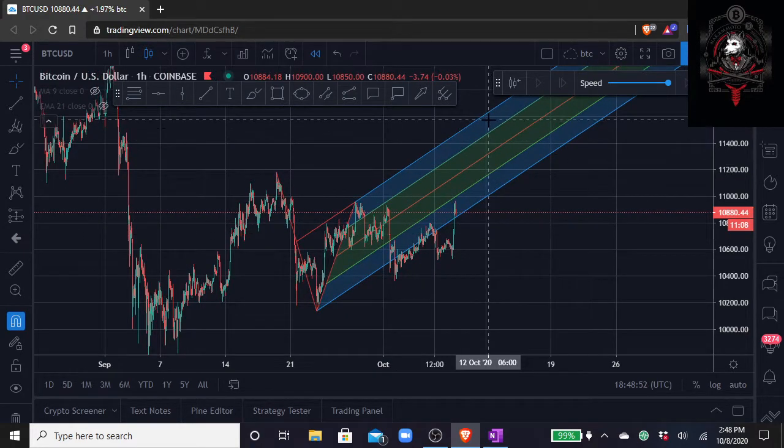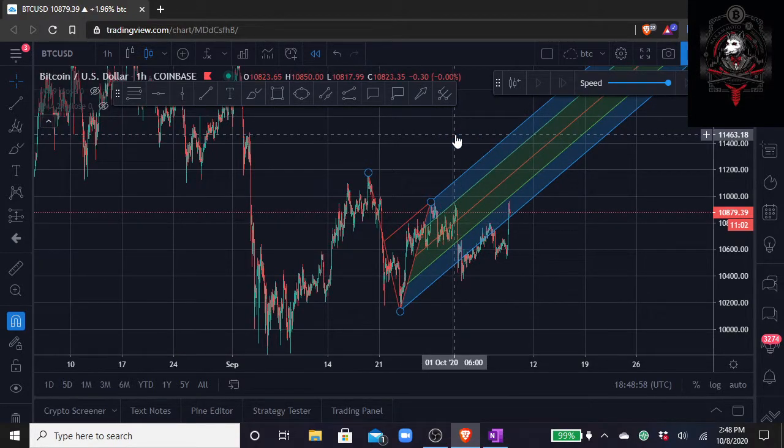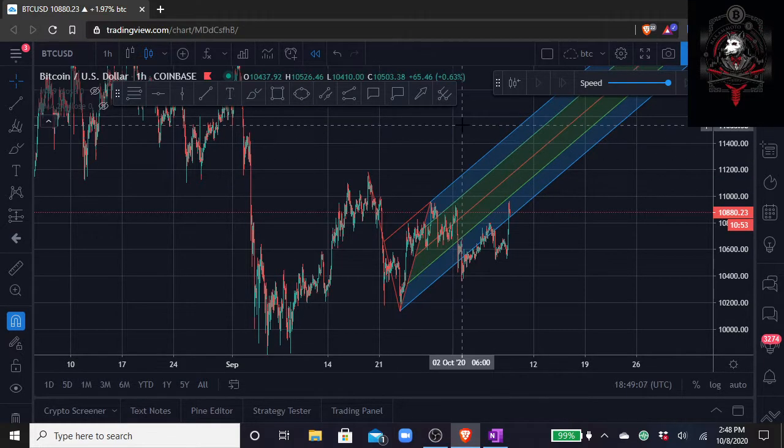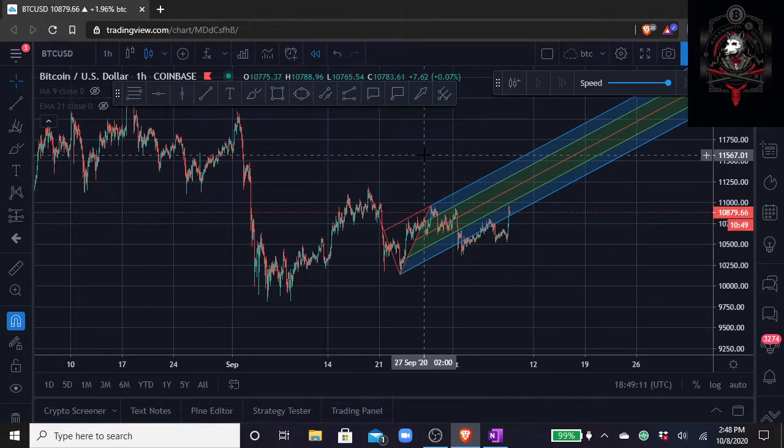We could go all the way up to the top band, and that would put us right around the 11,400 area, which, if you look over on the chart, is pretty heavy resistance there. We got resistance starting from the 11,100 area, and it gets heavier and heavier as you go up on the chart.